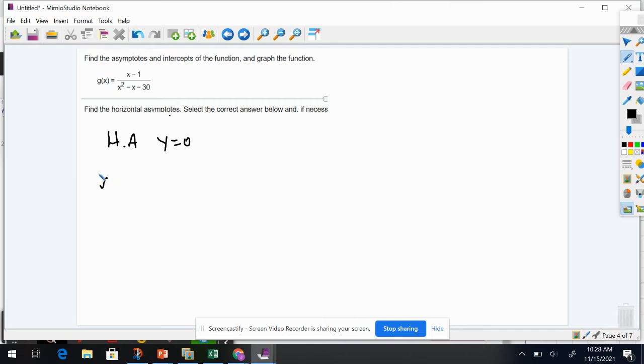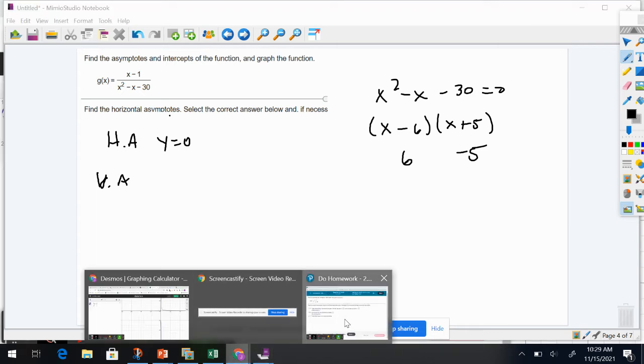For my vertical asymptote, I'm going to set x squared minus x minus 30 equal to 0. Solve it. This is factorable. What two numbers multiply to negative 30 and add to negative 1? It'd be x minus 6, x plus 5, and then I use the zero product property. So right there are my two vertical asymptotes. Let's go back and answer the questions here.